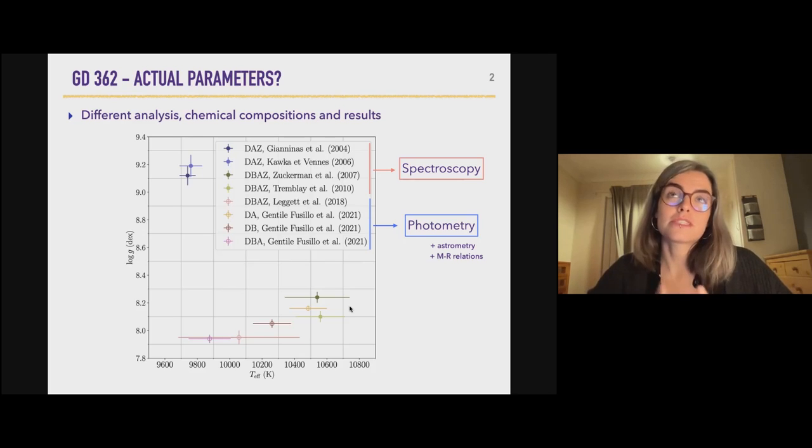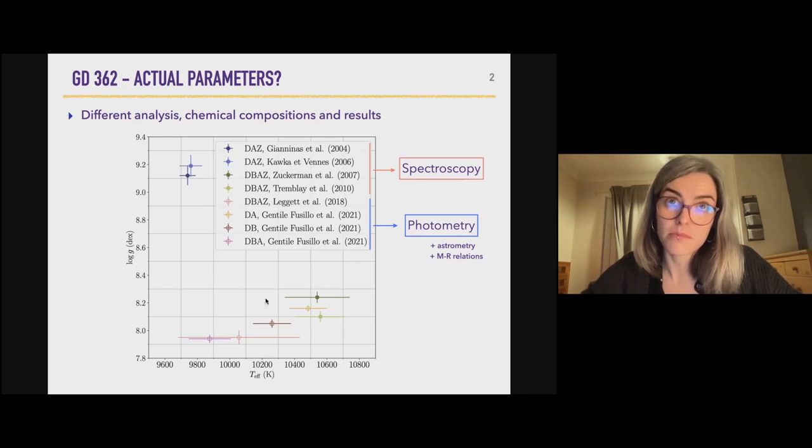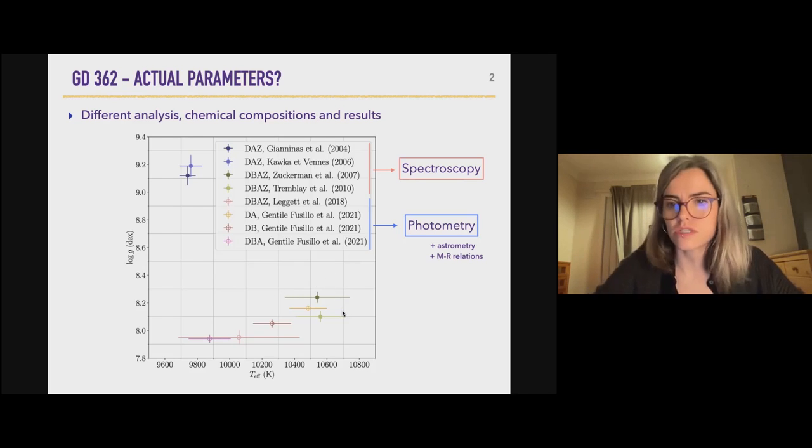The question that may arise is how reliable is each set of these parameters? Because if we are to believe the quoted uncertainties in these published studies, we can see how most of them are not consistent with each other.